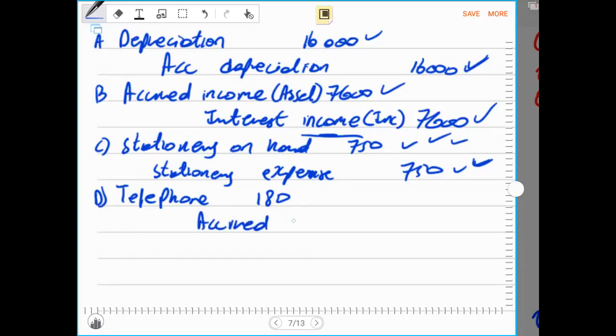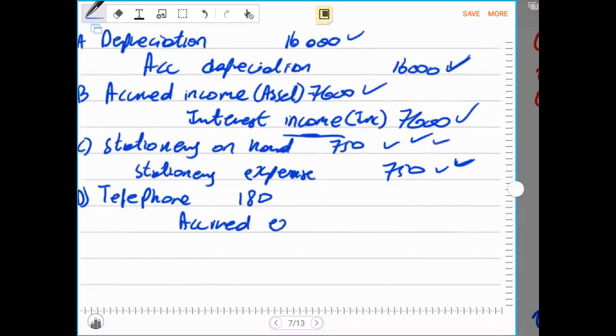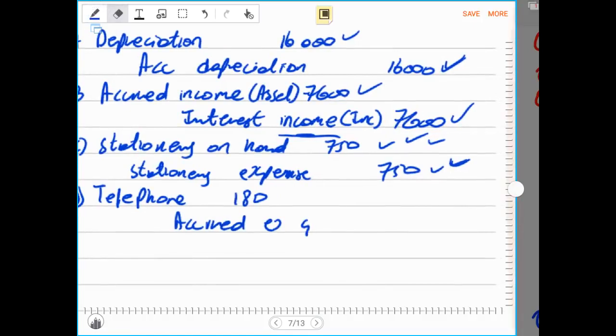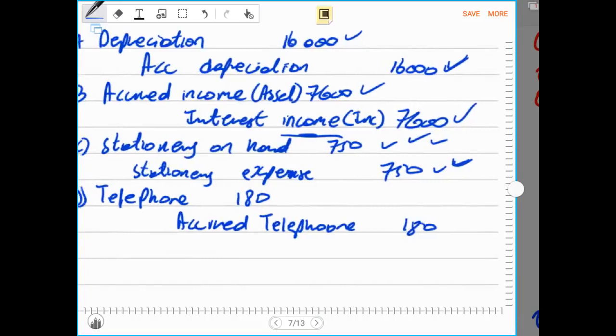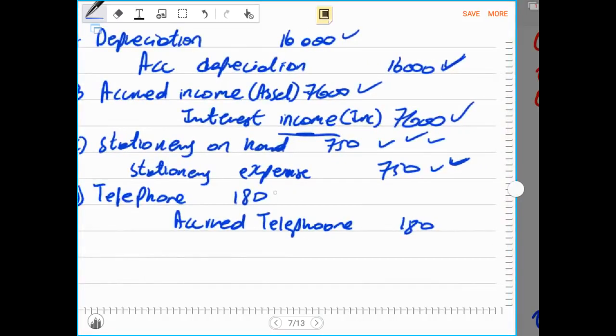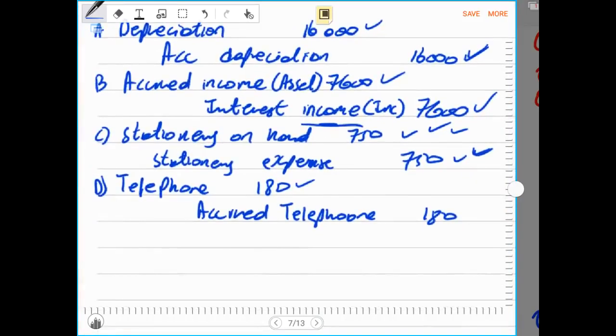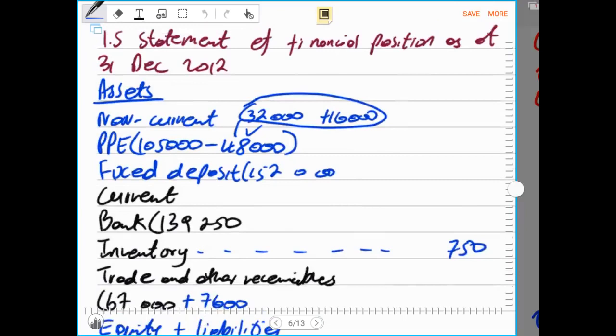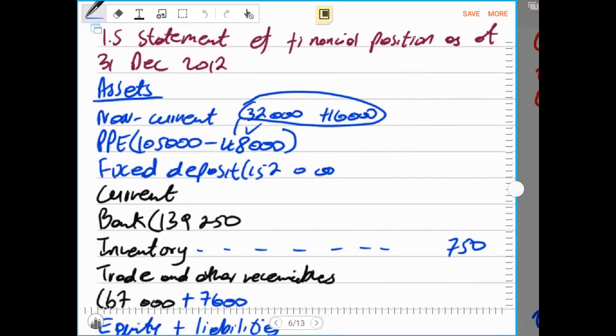So now our accrued telephone expense will be 180, meaning our telephone expense must be increased by 180 and our accrued expense must also be increased by 180. So now we go to our accrued expenses in the statement of financial position, because this is a current liability. This is a current liability.